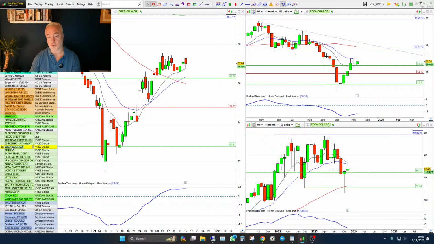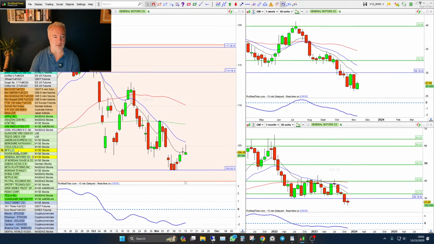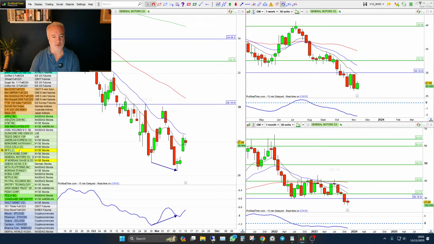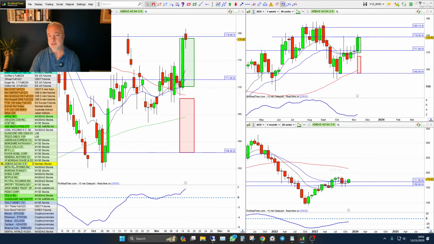Coca-Cola, I bought more Coca-Cola today. So why? Because of this monthly candle, we've broken the high. So that was it. So kind of various reasons where I'm just adding to those positions. BP, no. ExxonMobil, there's nothing really happening there. General Motors, trying to turn around. Again, once it breaks above here, it'll pick up that momentum. JP Morgan, that's a very nice swing line. I just like the look of that, so I just added to that position.